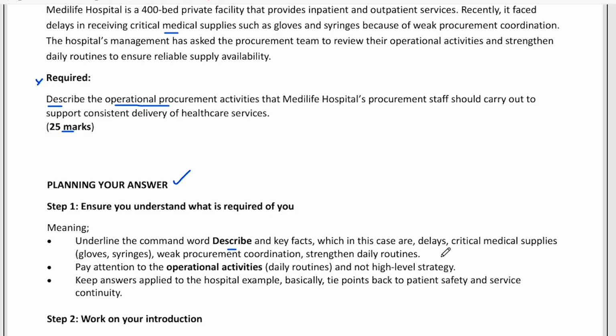So the key facts. You first of all know the command word, and then you know the key facts in the case. So what are the key facts? There is delay in delivery of what? Critical medical supplies, and you've been given an example, and these are attributed to weak procurement coordination, and they also want you to fix that so that you can strengthen the daily routines.